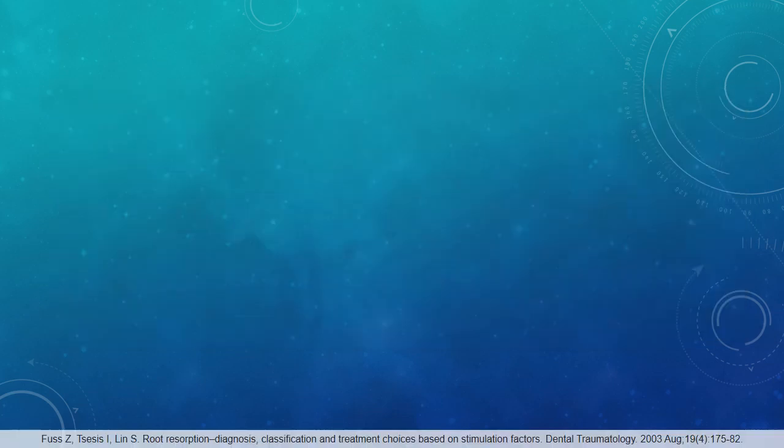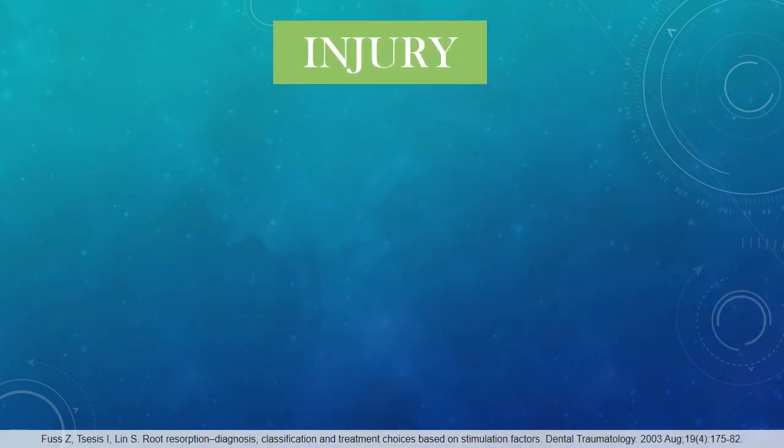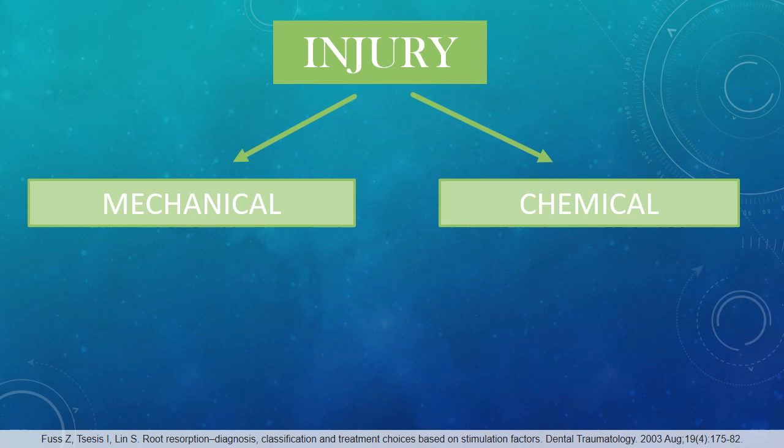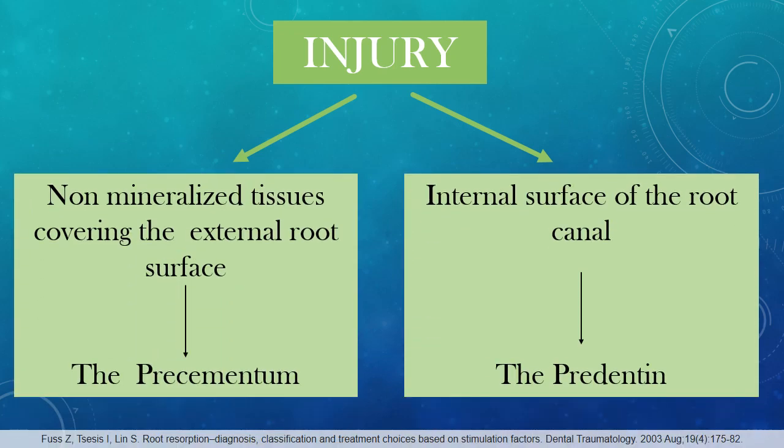Moving on to the etiology. Injury. Injury can be in the form of mechanical or chemical force, as we have mentioned earlier. The non-mineralized tissues covering the external root surface or the pre-cementum and the internal surface of the root canal, the predentine, are examples of places that the injury affects.